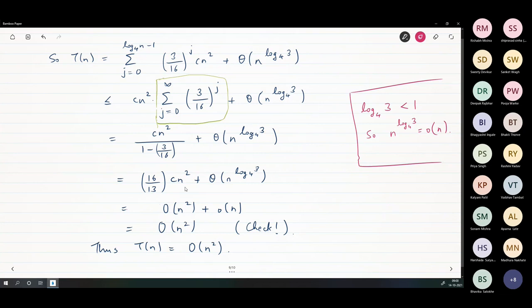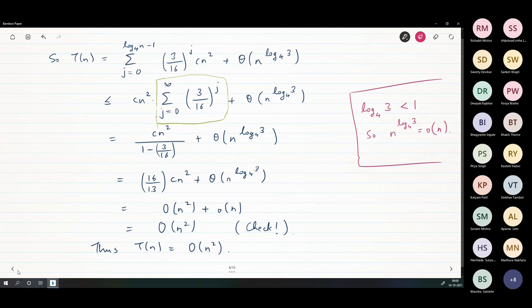But this term 16 by 13 cn squared is already big O n squared. It's a larger term, right? So big O n squared plus little o n is in fact big O n squared itself. How? We had seen again in tutorial, f of n plus little o f of n is theta f of n. So a similar kind of solution applies. Check that big O n squared plus little o n is in fact equal to big O n squared itself. And that is the final answer.